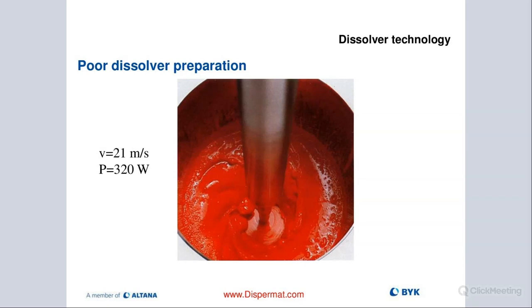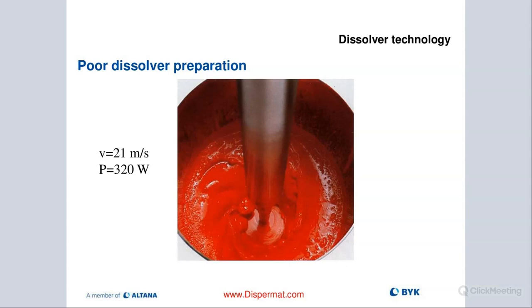Now, in this case, we have the same tip speed, but the energy we're putting in is 320 watts. It means the viscosity of our material is probably really low. I have a difficult time putting any form of energy in there. So therefore, there is no donut forming. Actually, the donut would automatically collapse as soon as it's being formed because the viscosity is so low.